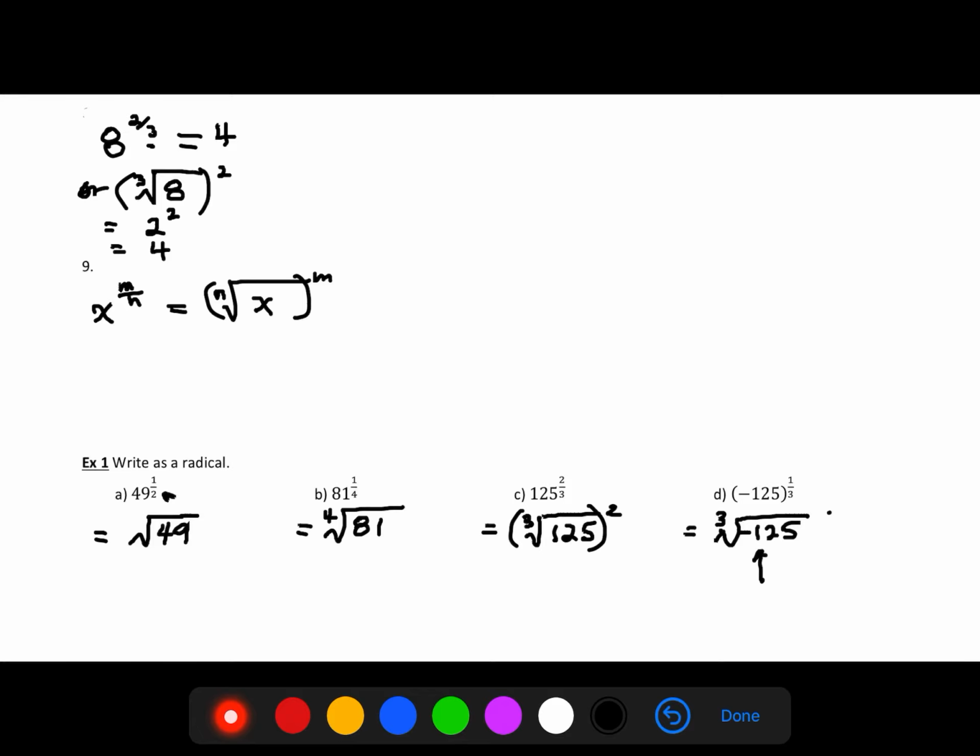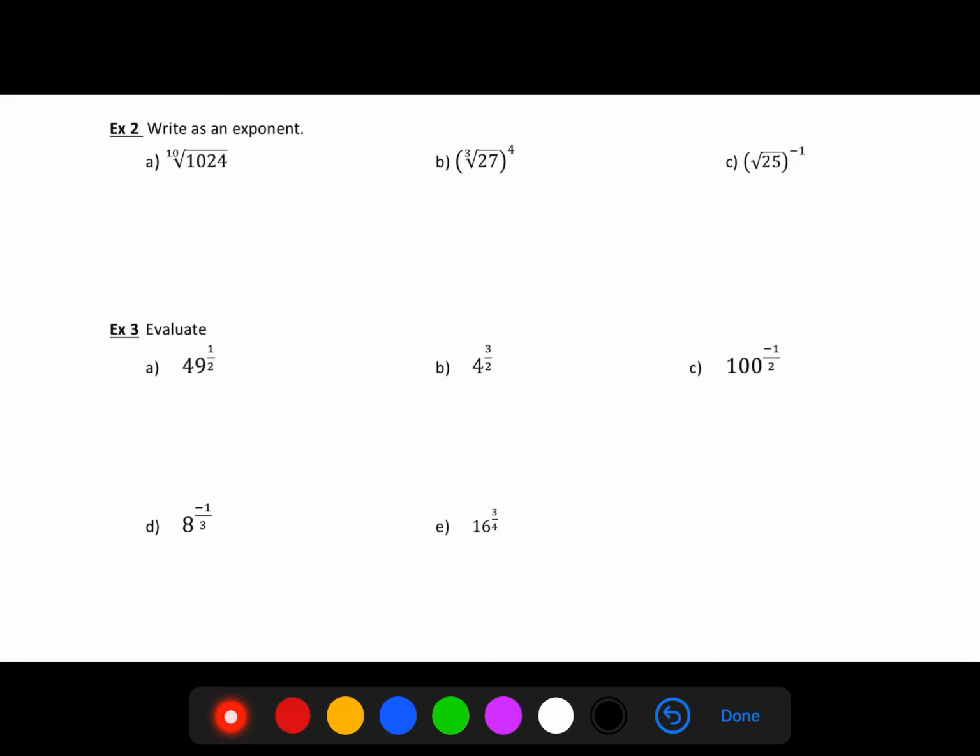And just an aside, we can do this calculation because we can have a cube root of a negative number that gives us a negative answer. If we have any squares, fourths, sixths, anything with an even number on it, it's not possible. With odd ones, we can.